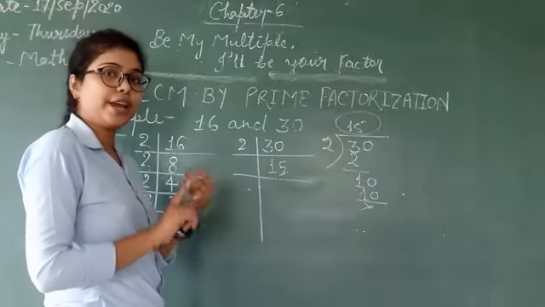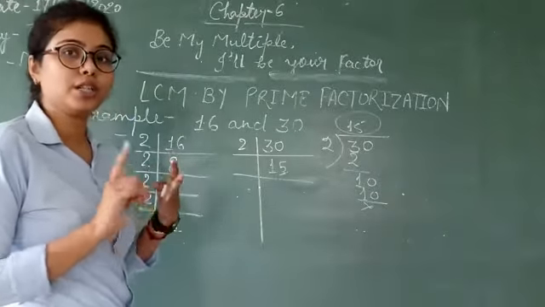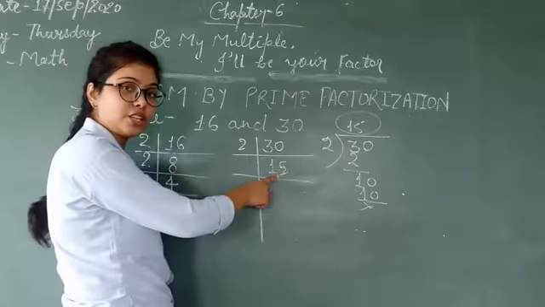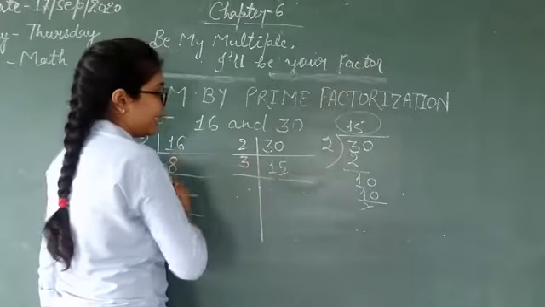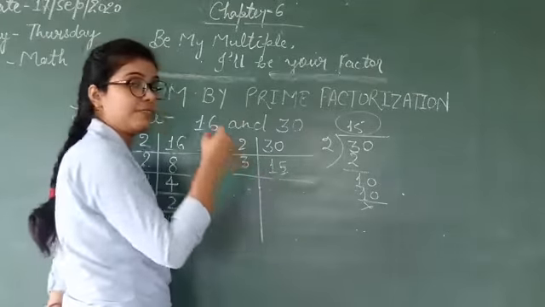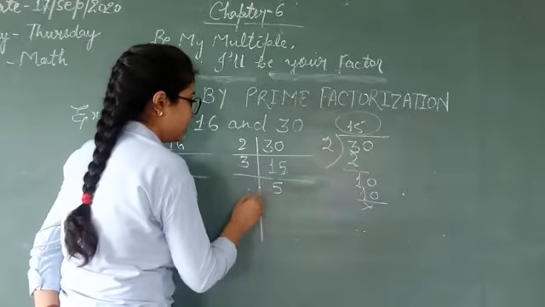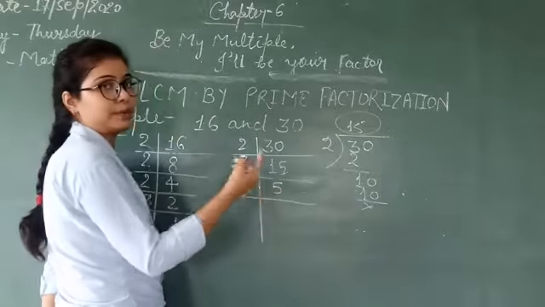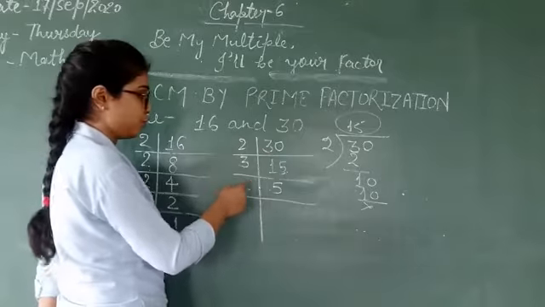So we will come to the next prime number, and the next prime number is 3. We know that 15 is divisible by 3. When you divide 15 by 3, it will come 5, since 3 fives are 15. Now again it is not divisible by 3, it is divisible by 5. So what will we do?